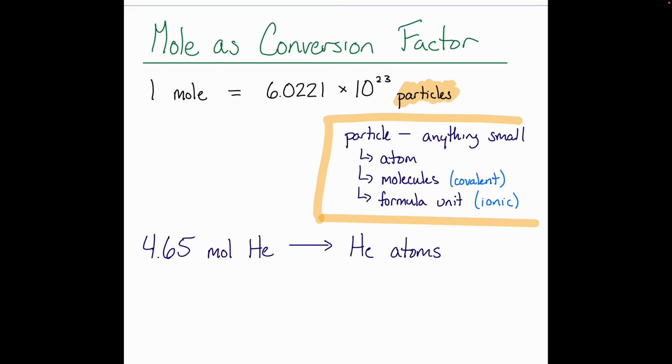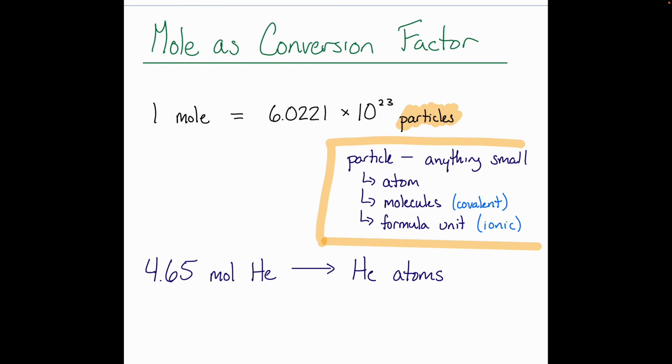All right, and I just kind of already gave it away, so let me clarify. This number over here, 6.0221 times 10 to the 23, this is what we call Avogadro's number. Avogadro, very famous 17th century scientist, very early chemist.